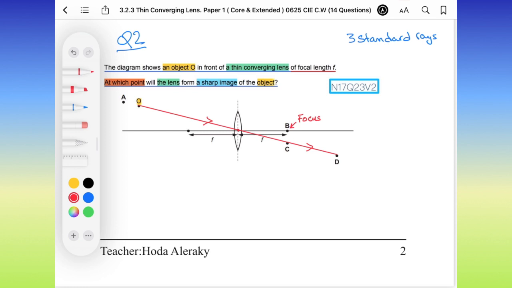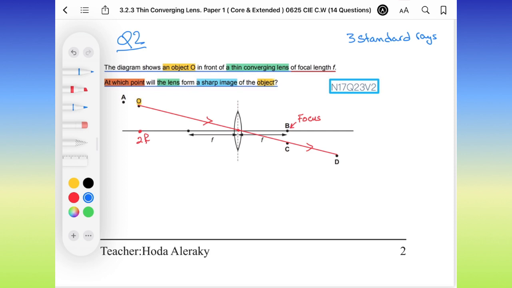Okay, in this case, if you look at the position of the object, because we have different cases, according to the position of the object, you can find the location of the image. Okay, the object approximately is located at a distance double focal length. So at this point here, the object is located, the image should be equal in size.